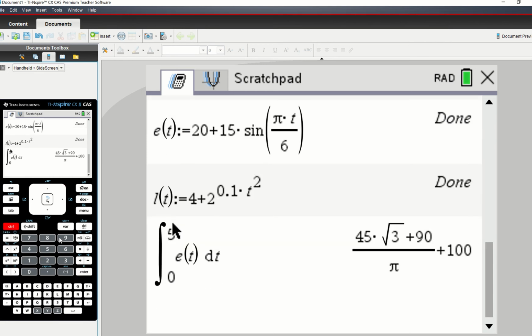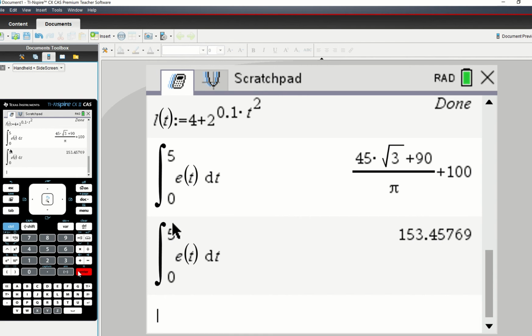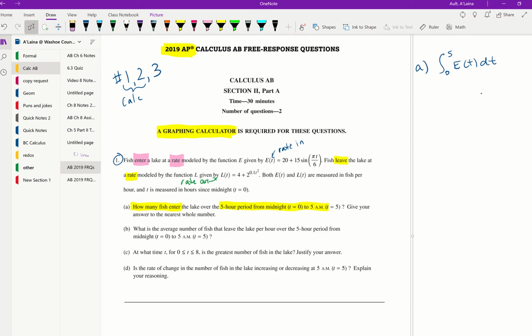Now let's see here. Let me change this. So this is 153.457. Now the direction specifically said, rounded to the nearest whole number. When they tell you to round to the nearest whole number, you should use the 0.5 rounding rule because 0.4 is less than 0.5, we will round down. Don't overthink this. We are just using the 0.5 rounding rule when we are told to round to a whole number.